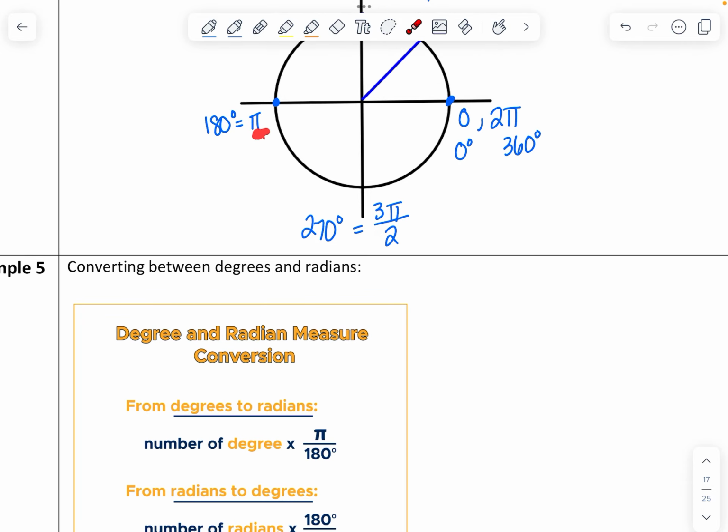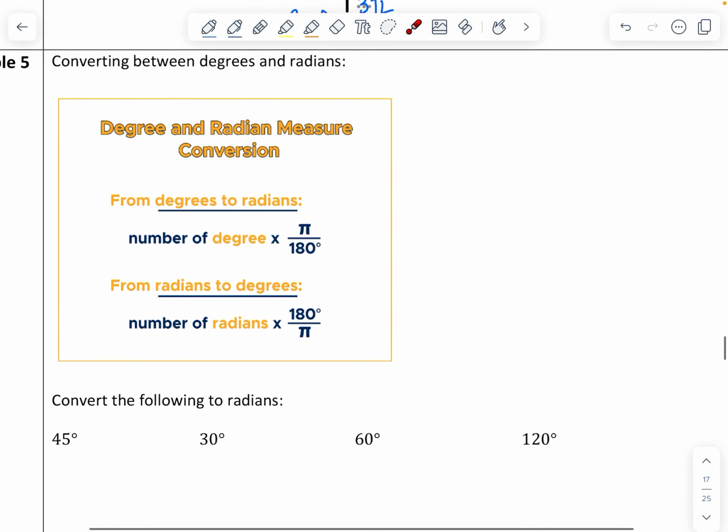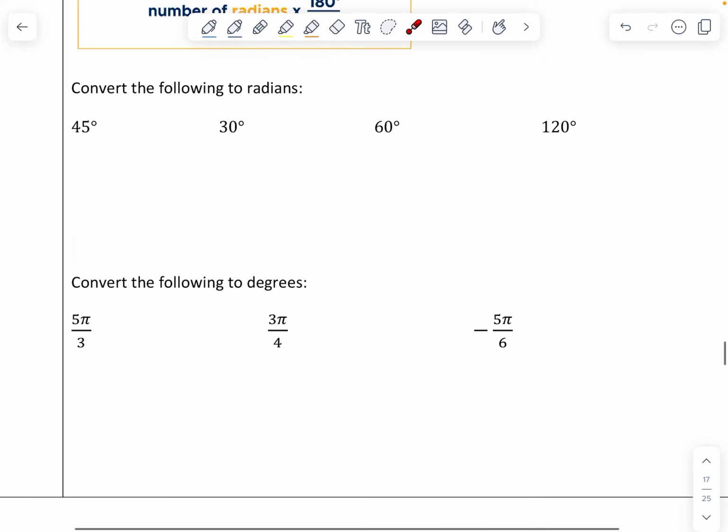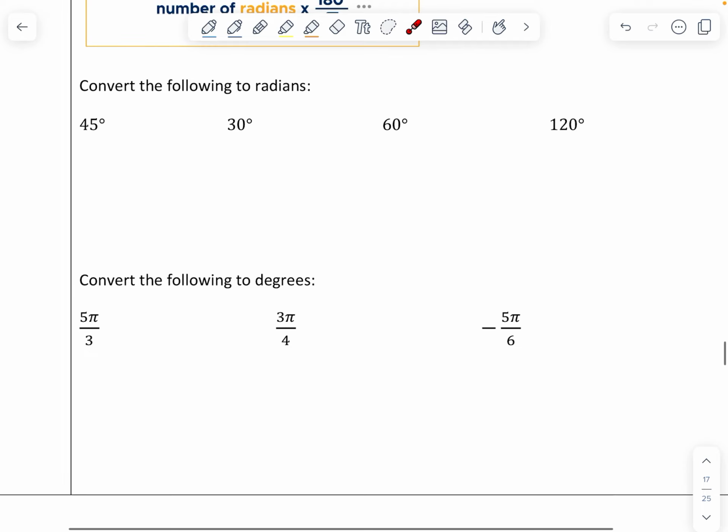Since 1 pi radian is equal to 180 degrees, that's what we use to do the conversion. So if you're going from degrees to radians, you do the number of degrees times pi over 180. If you're going from radians to degrees, you do the number of radians times 180 over pi. So think about it as like a unit conversion.